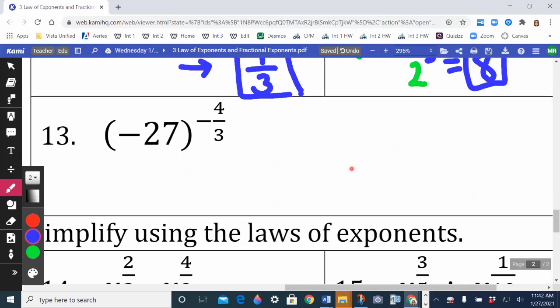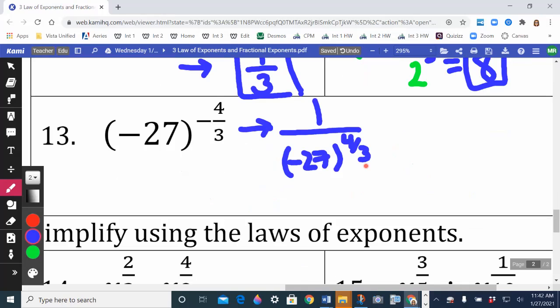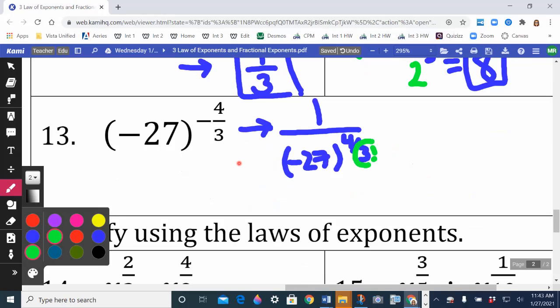On number 13, the negative is going to flip this, so it's going to be 1 over negative 27 to the positive 4/3. And then I'm going to start by doing my cube root first. So again, I'm going to focus on doing the cube root first. That's what I'm going to focus on.